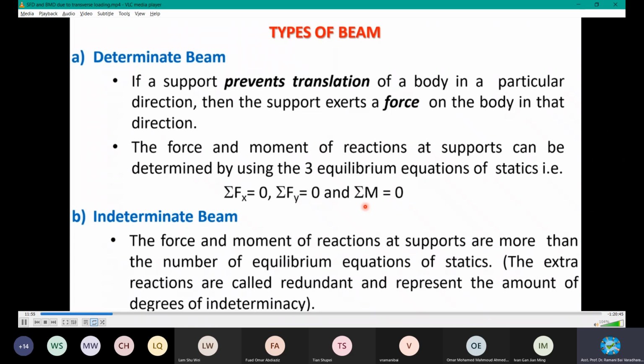If it is complying with this, then your member is said to be a determinate beam. That means the number of unknowns is equal to the number of equations you have. If there are 2 unknowns, you should have 2 equations to solve. If you have 4 unknowns with only 3 equations, it automatically falls into indeterminate beams. These you will analyze later, in year 3 or year 4. Now we have only determinate beams, which all comply with these 3 equations of equilibrium, meaning we are analyzing the beam at equilibrium condition.